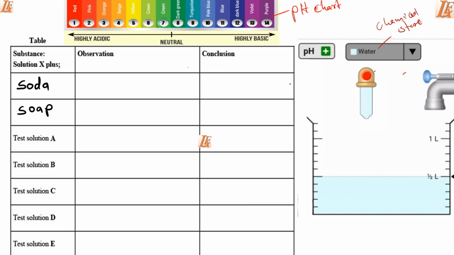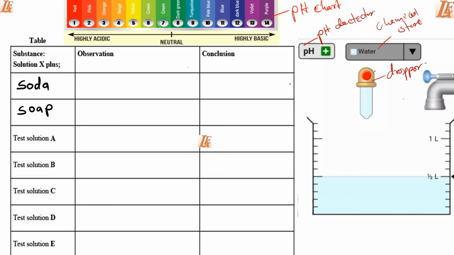Another important feature we have here is a pH detector. This is an apparatus which we are going to dip inside a solution. Then it's going to detect the pH value of that solution. Then we are going to record it. Then here we have a dropper. This is an apparatus which is going to deliver the chemicals into this beaker.